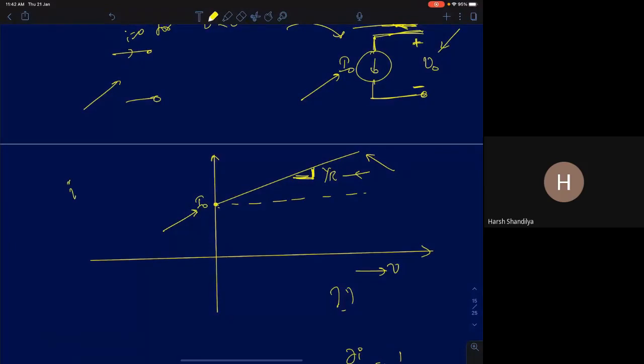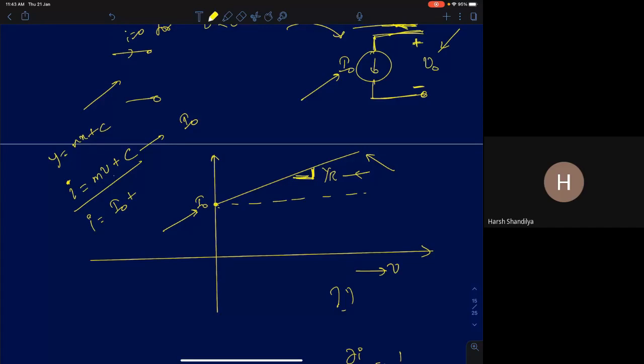Can I say it's a linear equation, of the form I equals mV plus c, like y equals mx plus c? Now what is the constant? When V equals 0, your current I equals I naught. So the constant c will be I naught. So your I will be I naught plus mV.